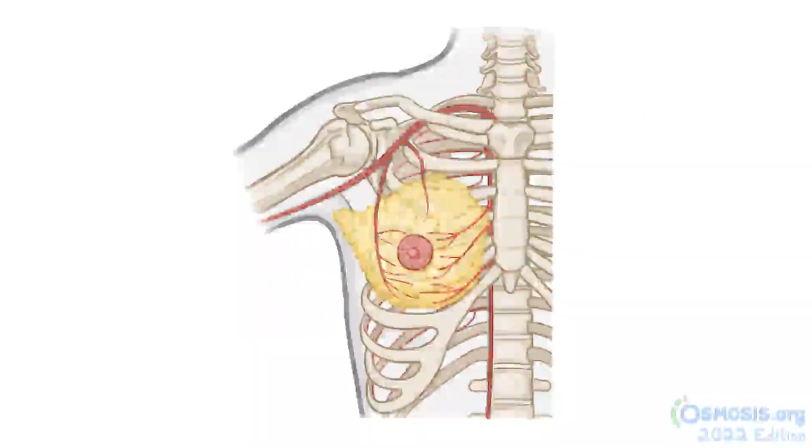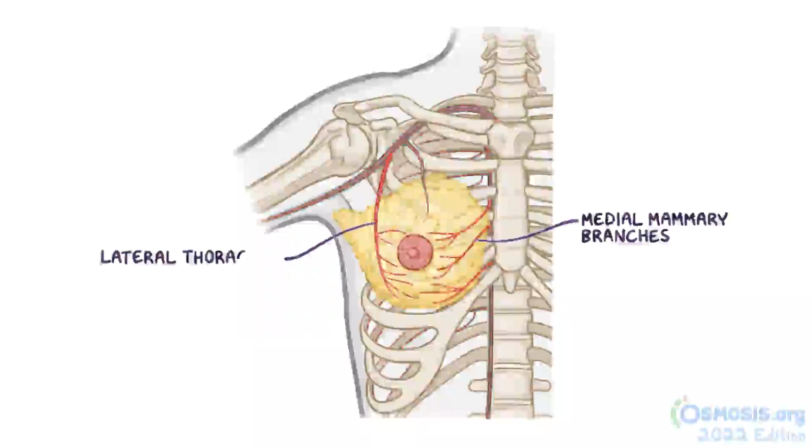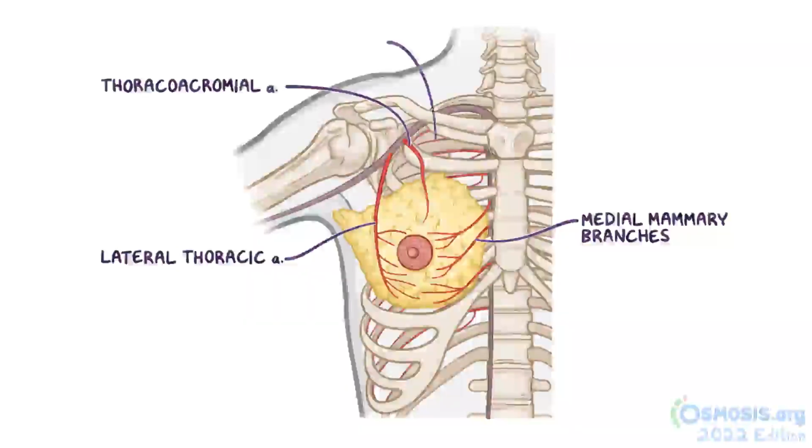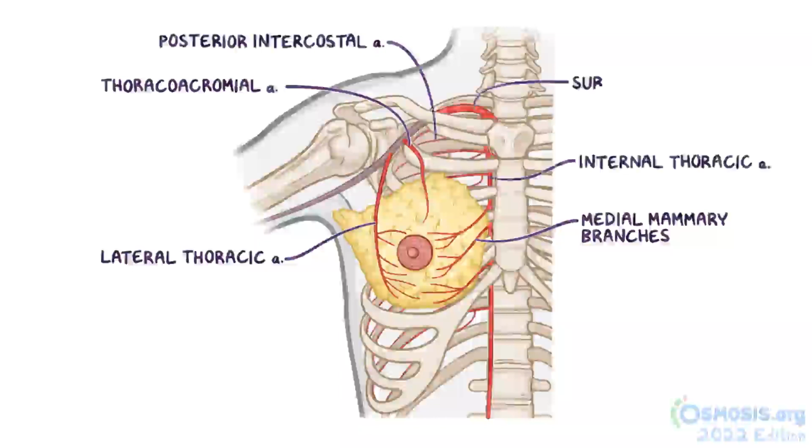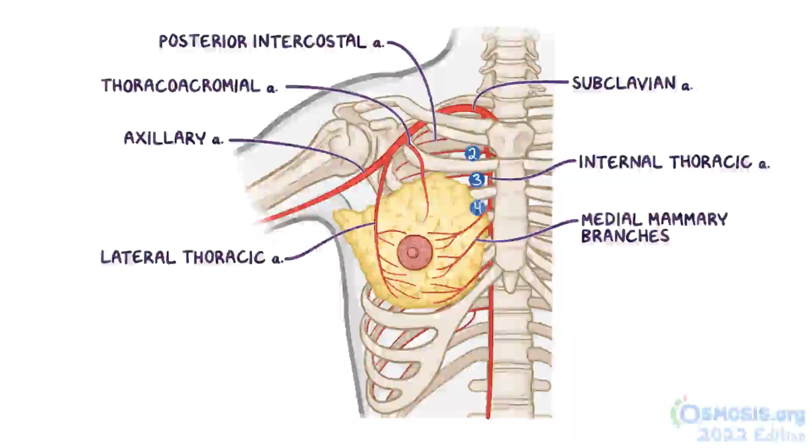Now, let's look at the arterial supply of the breast, which derives from several arteries: the medial mammary branches, the lateral thoracic artery, the thoracoacromial arteries, and posterior intercostal arteries. The medial mammary branches come from the internal thoracic artery, which originates from the subclavian artery. The lateral thoracic and thoracoacromial arteries are branches of the axillary artery. The posterior intercostal arteries are branches of the thoracic aorta in the 2nd, 3rd, and 4th intercostal spaces.